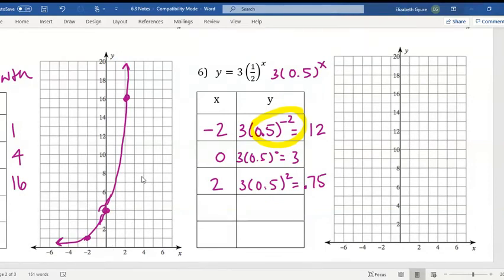Makes sense. Okay, so at -2, put a dot up at 12, 0, 3, and then 2, 0.75 right below. Okay, so 0.75, I would just put that right below 1, or again, it's a decimal. It's a small decimal, right? Less than 1. So just put it a little bit above and then connect your curve. And what do we think, folks? Exponential growth or decay? Definitely decay. Good.